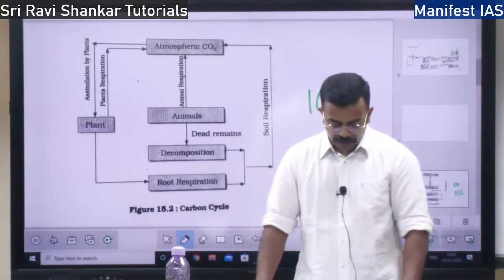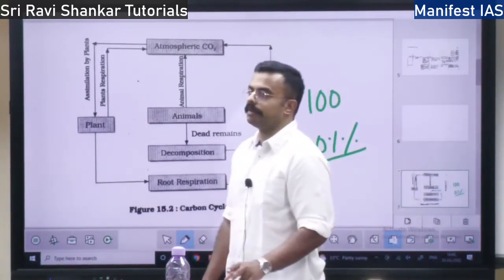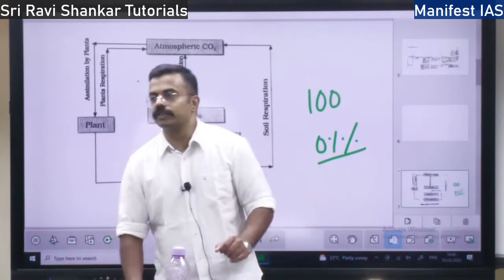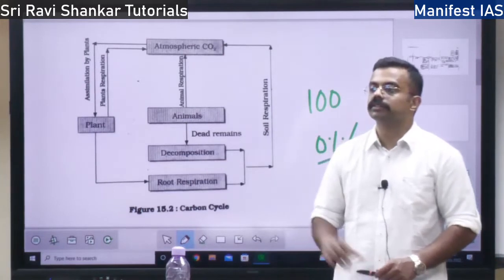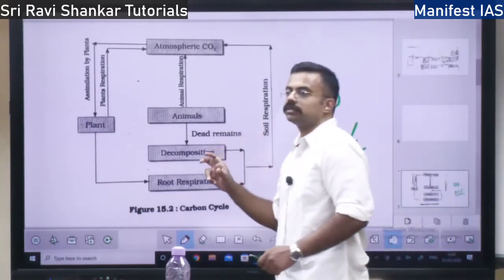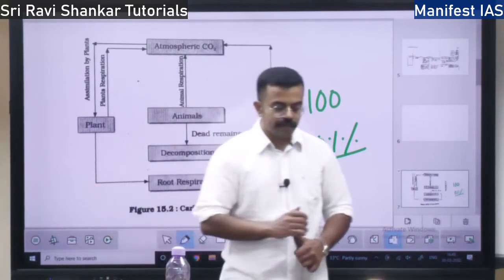Whereas the other type of cycle is the sedimentary cycle. What is the reservoir for the sedimentary cycle? It is either the soil or the rocks. Either soil forms the source or rocks form the source of the sedimentary cycle.